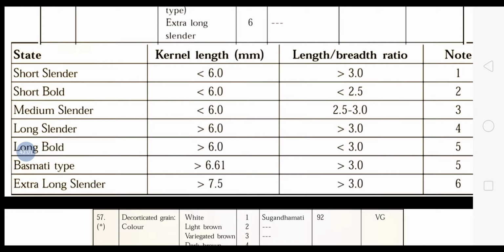Long slender is more than 6 kernel length and more than 3 length breadth ratio. Then for long bold type, more than 6 and less than 3 mm. Basmati type, length is more than 6.61 mm and length to breadth ratio is more than 3 mm. Extra long slender, the kernel length is more than 7.5 mm and length to breadth ratio is more than 3 mm.